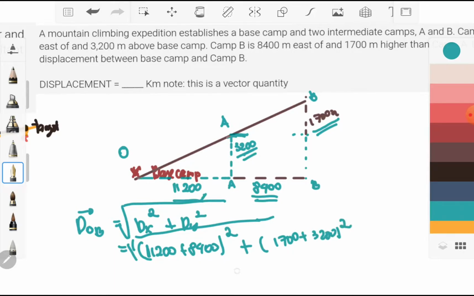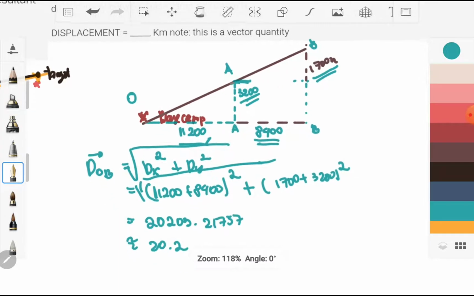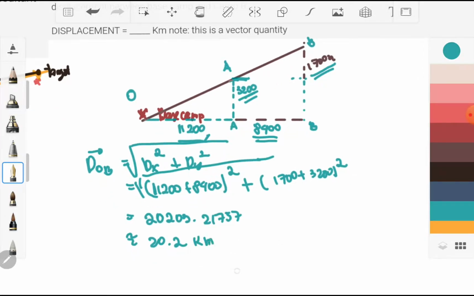Okay? So what will we get as the displacement? We will get your displacement, which is basically equal to the square root of the quantity 11,200 plus 8,400 squared plus 1,700 plus 3,200 squared. Okay? So you'll have a value equal to 20,203.21757, or approximately equal to 20.2 kilometers. Right? How about the angle?